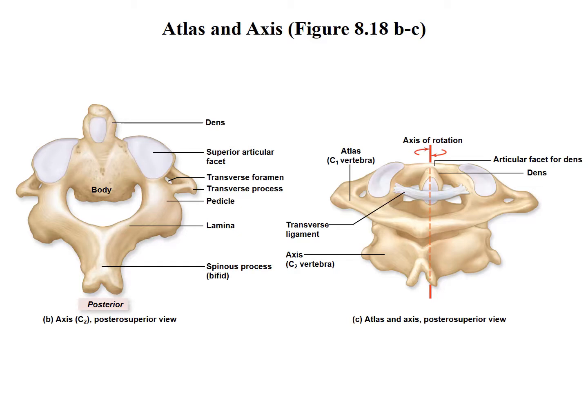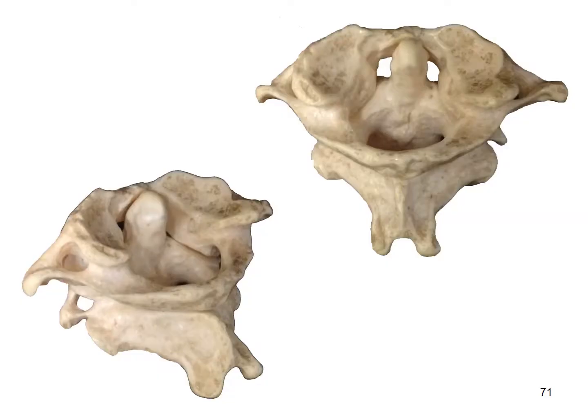Now this is just a quick look to see how the atlas rests upon the dens, and you can see right through here is where we're going to have our axis of rotation, where the atlas is attached by this transverse ligament across the dens, and that creates the ability to swing the head left and right. And just another representation of it.